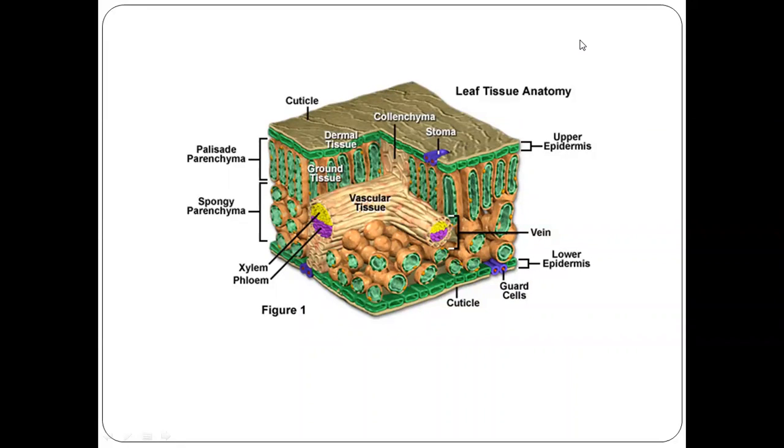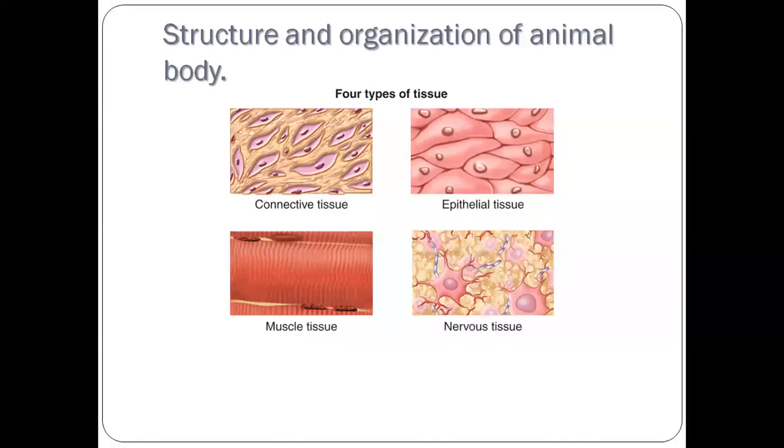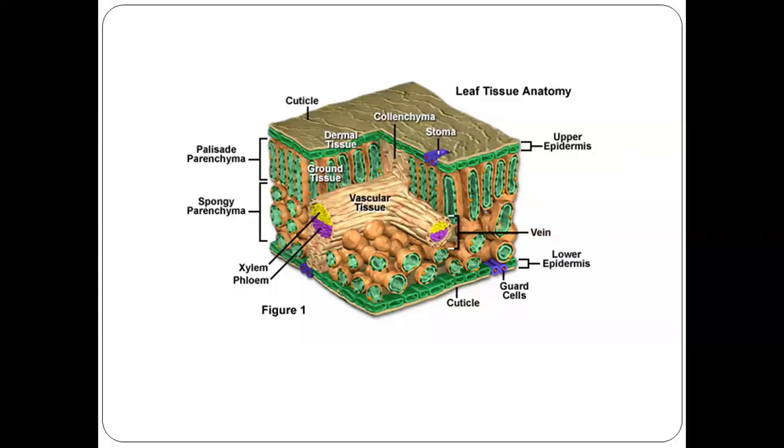Okay, so now, what are the 4 types of tissue? You already saw that in the video. Please answer. What are the 4 types of tissues? Okay, muscle, connective, 2 more. Epithelial, 1 more. Nervous, perfect.